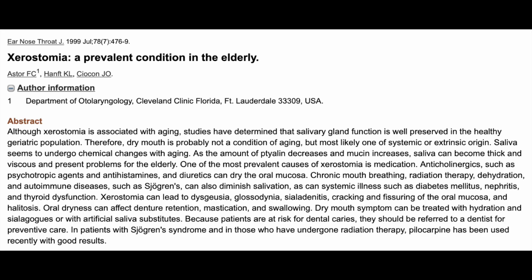Now what about elderly patients? If you review literature, although xerostomia is associated with aging, studies have determined that salivary gland function is well preserved in the healthy geriatric population. Therefore, dry mouth is probably not a condition of aging, but most likely one of systemic or extrinsic origin, right? Saliva seems to undergo chemical changes with aging. As the amount of water decreases and mucin increases, saliva can become thick and viscous and present problems for the elderly. One of the most prevalent causes of xerostomia is medication, including anticholinergic medication, antihistamines, psychotropic agents, diuretics, etc.